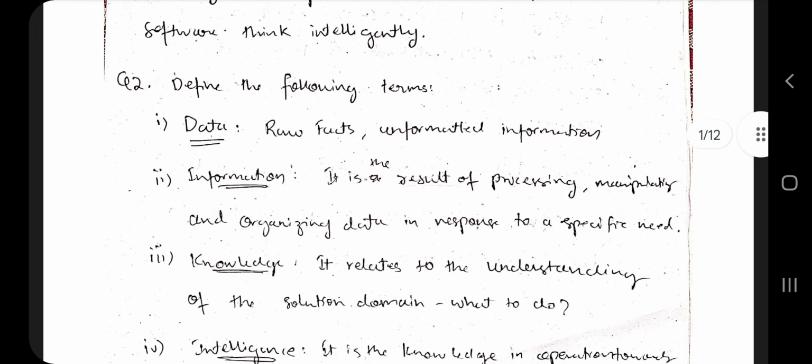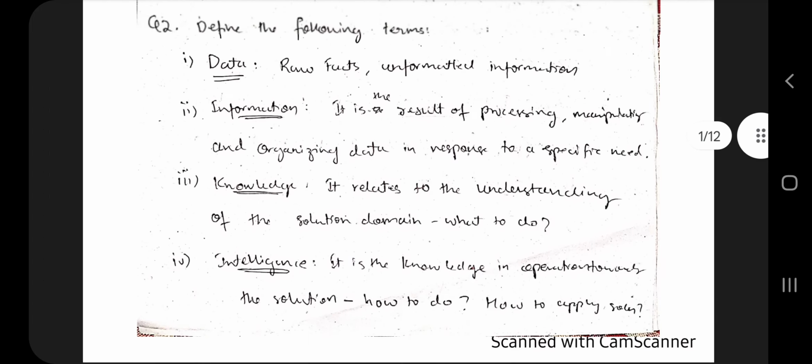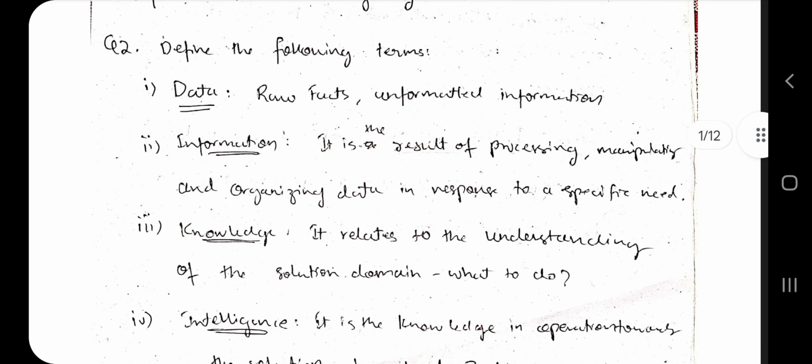Okay, the next question: define the following terms: data, information, knowledge, intelligence, and artificial intelligence. Very important definitions. They can easily ask them for 2 marks each. You can score 10 marks if they ask these 5 definitions. Okay, so what you need to keep in mind is define the following.